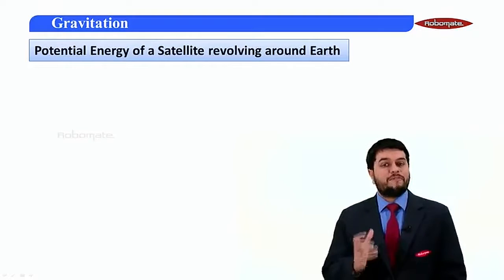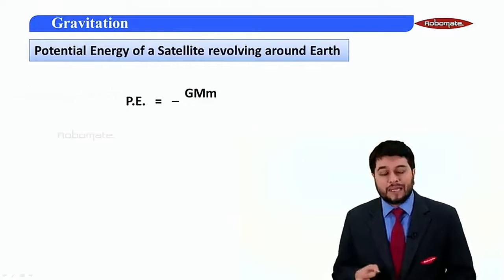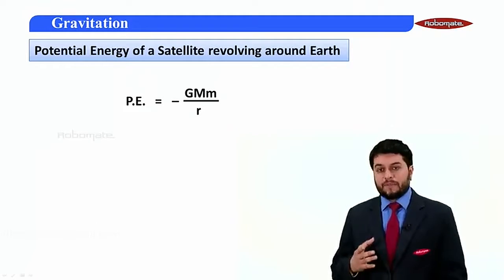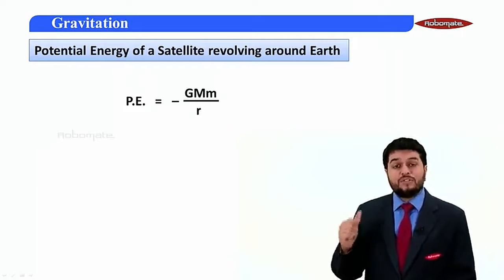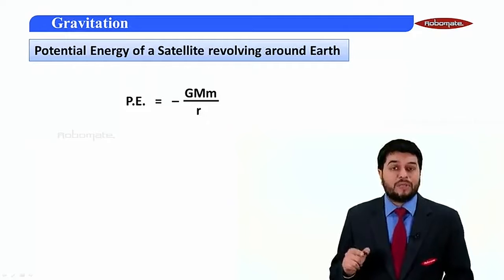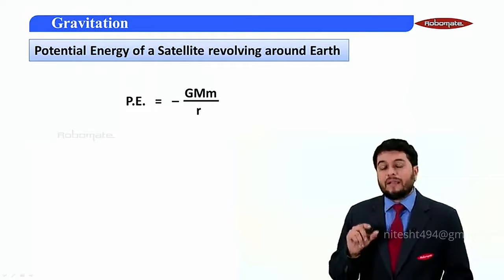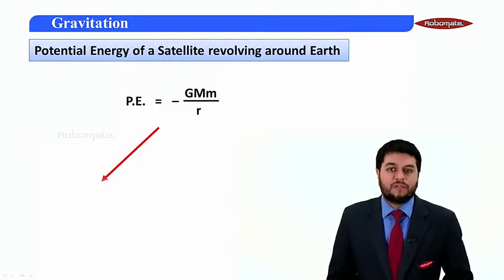Now the potential energy of a satellite revolving around the earth is always given as minus GMm upon r, which we have done in the previous module, written as U is equal to minus GMm upon r, where capital M is the mass of earth, small m is the mass of the satellite, and small r is the radius of the orbit in which the satellite is revolving.